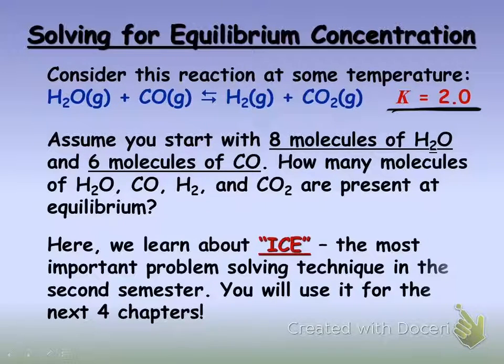Now, before we were calculating K based on the concentrations of reactants and products. Okay? If we're given K, we probably have to determine the concentration of products and reactants backwards. Yes? So here's the idea about how we're going to manage the situation.